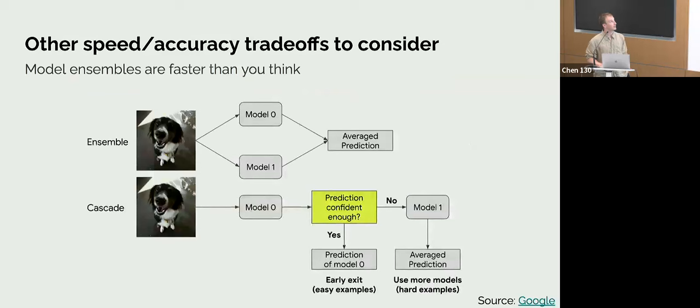So a couple more speed accuracy trade-offs you could consider. An ensemble of models is when you run the same data through multiple models and then you average their predictions. So in practice, this can give you a nice accuracy boost.